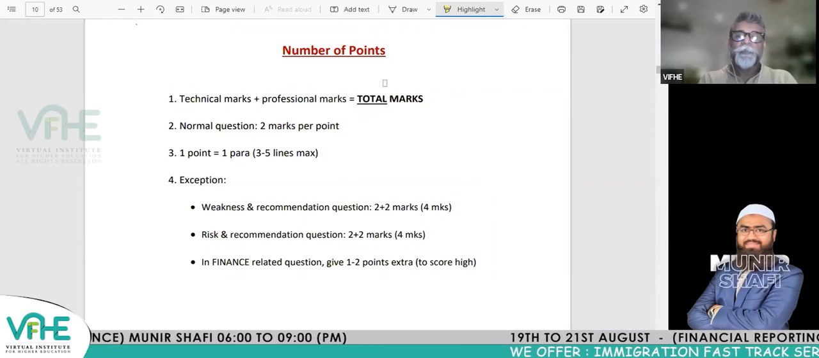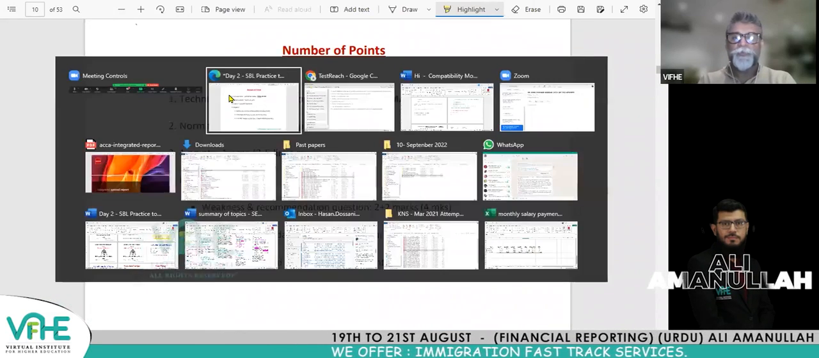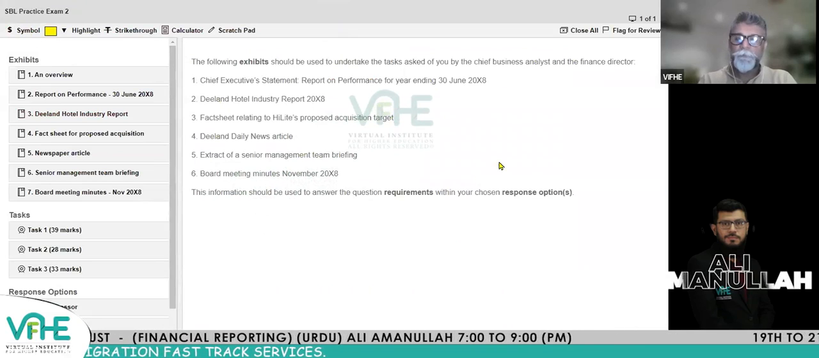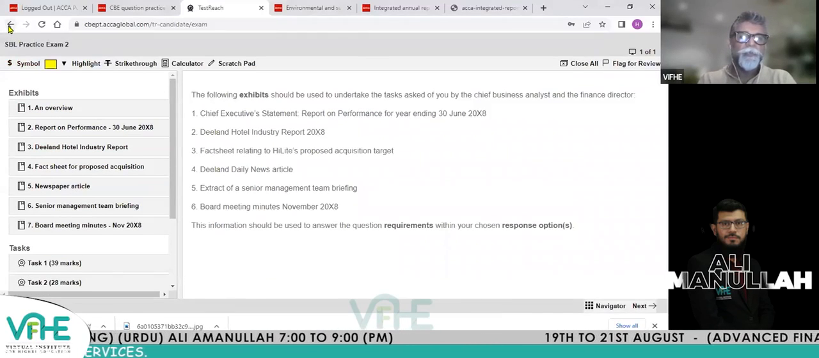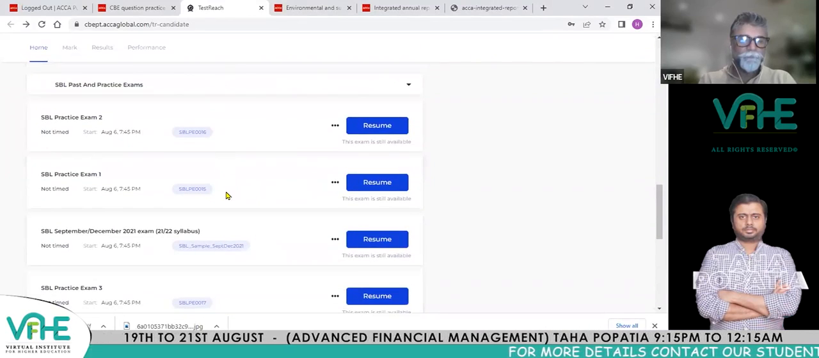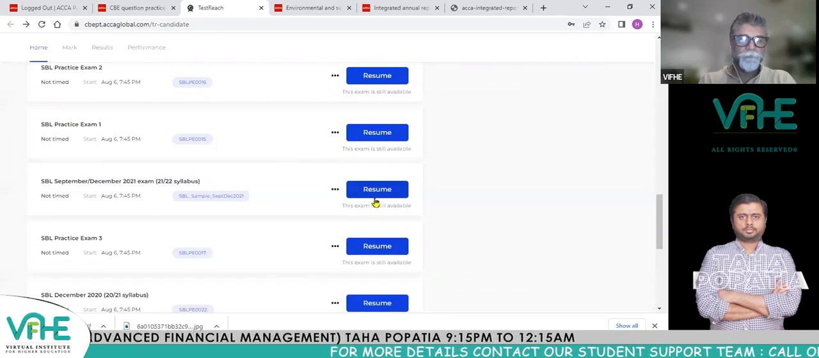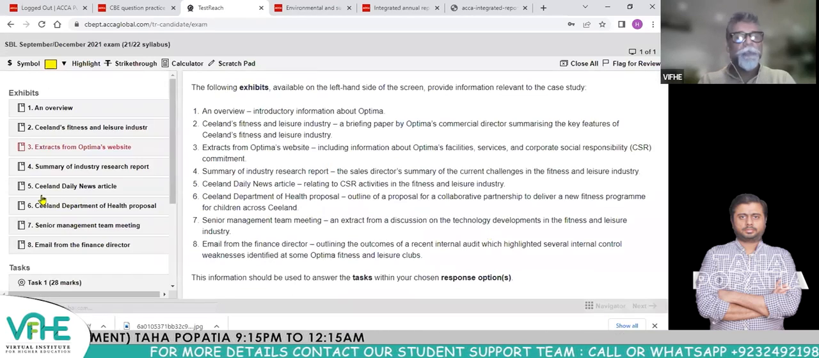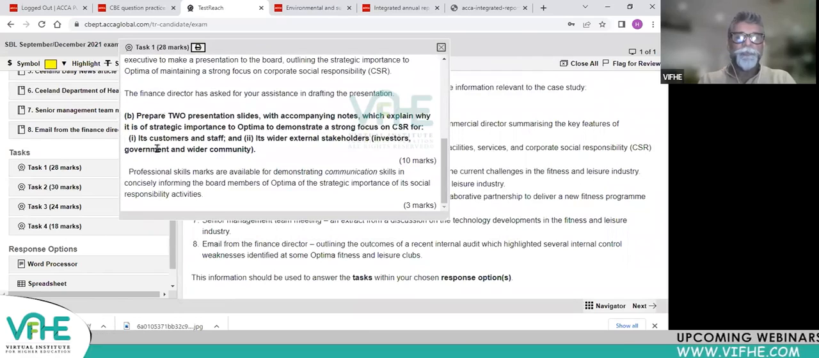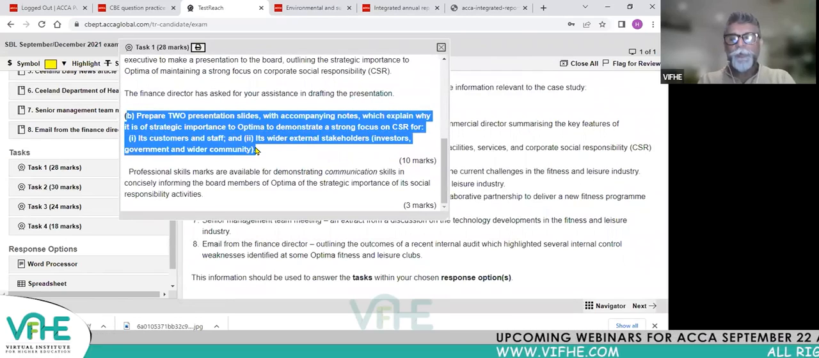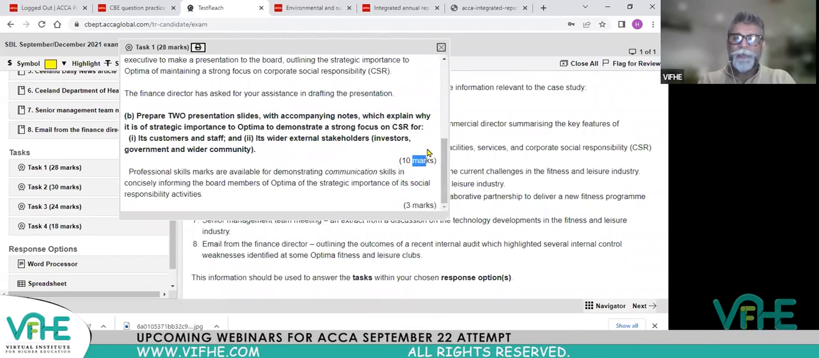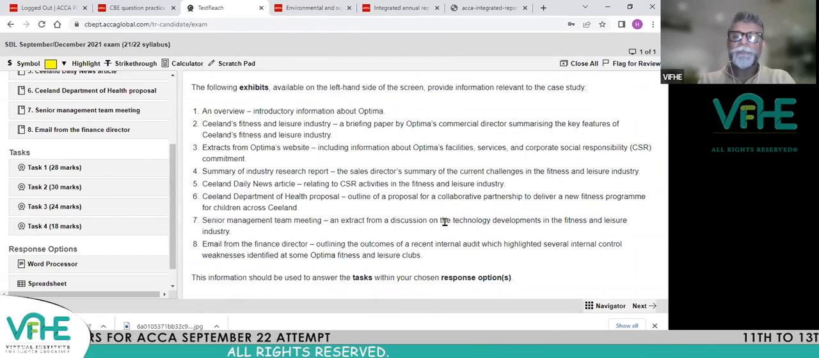Number of points. So if you look at the question, if I'll just show you a question, let me change the question. I don't like this question. So let me select another question. So if you look at the tasks, all questions have two components. So there's a, yesterday I showed, right? There's a technical component, technical requirement, 10 marks, and then there's a professional skills, 3 marks. Total, so this is technical marks, this is professional marks, total mark is 30, all right?